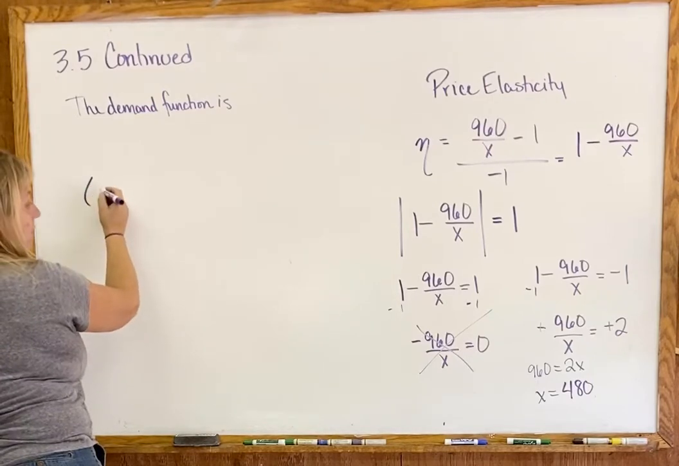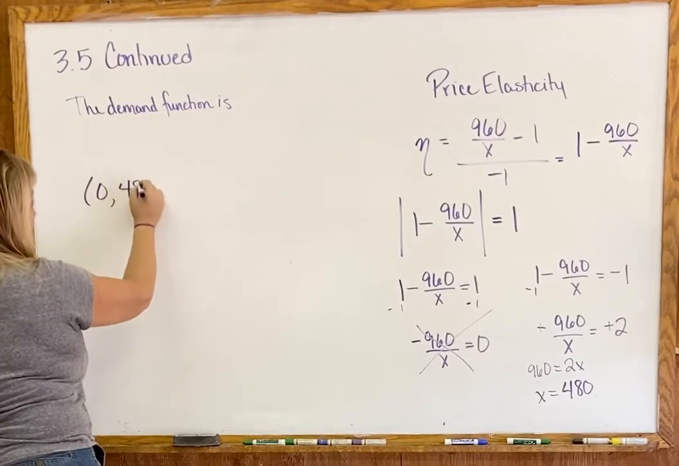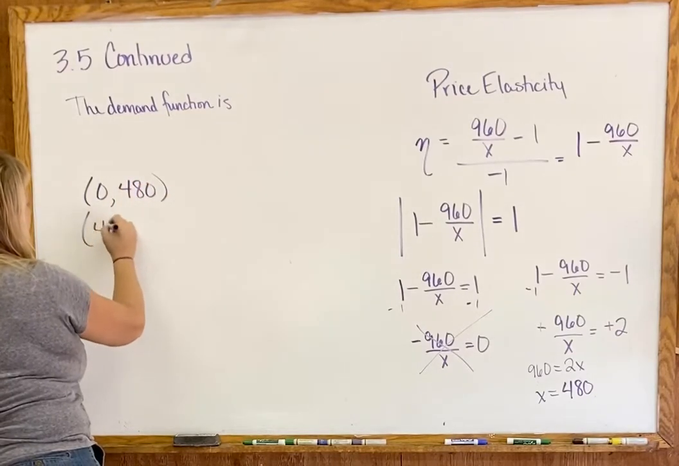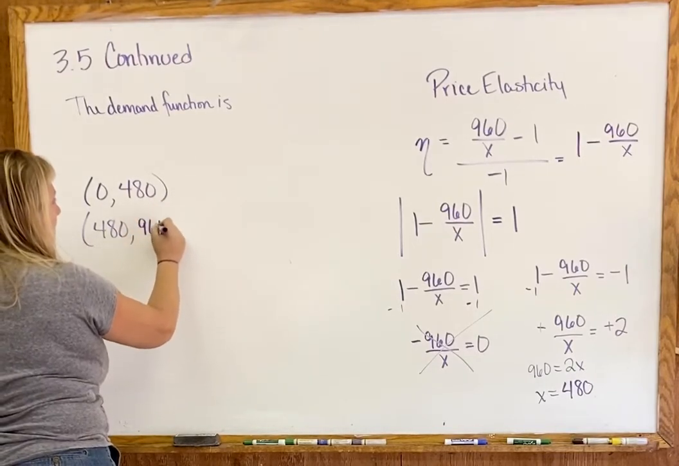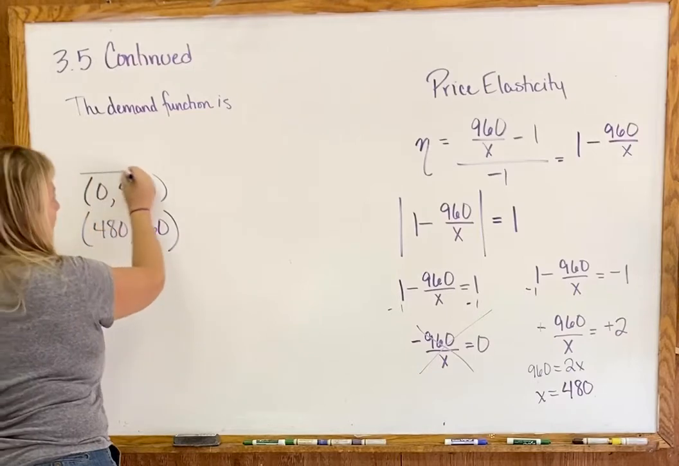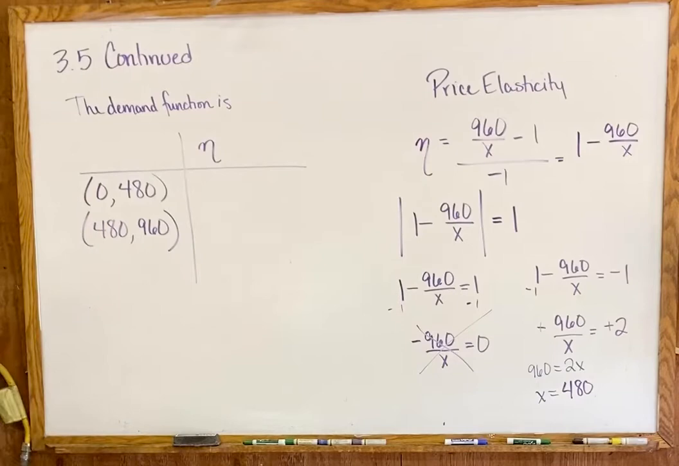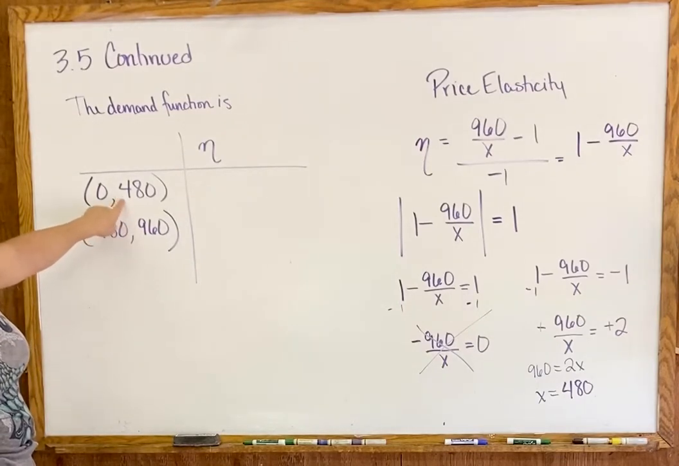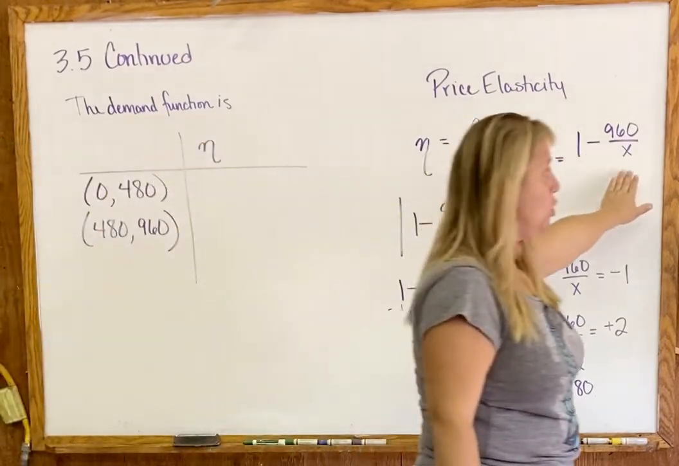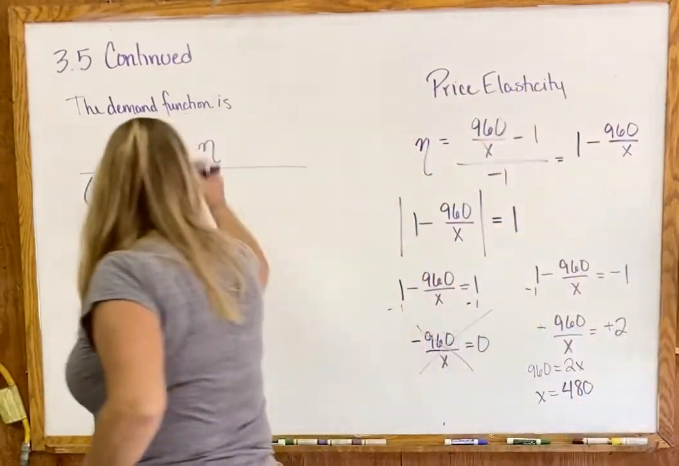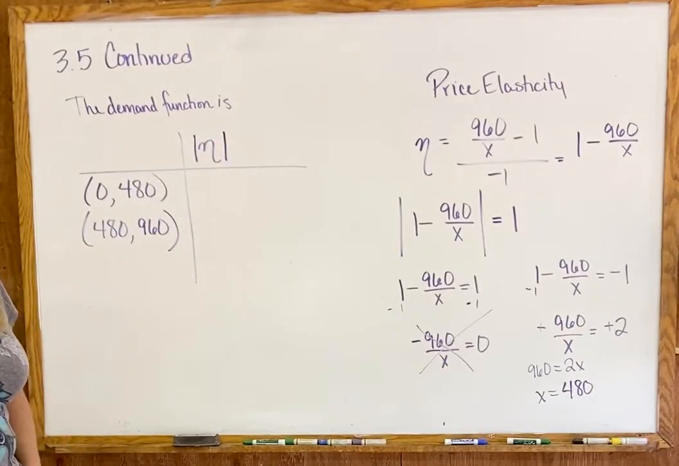So we're going to go from 0 up to 480. And then I know I just erased it, but we're going to go from 480, and then the top number was 960, right? And we're going to do a little eta test. So we're going to plug a number that's in this interval into eta, right here. And we're going to see, absolute value, sorry about that. We're going to see whether it's above 1 or below 1.